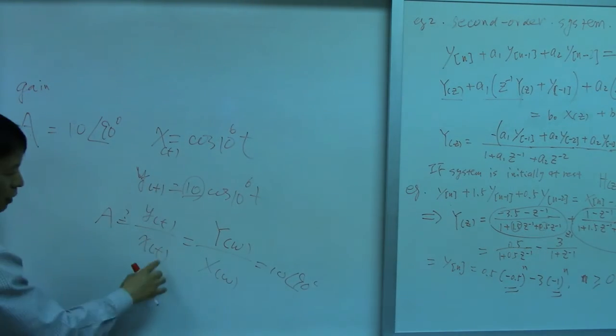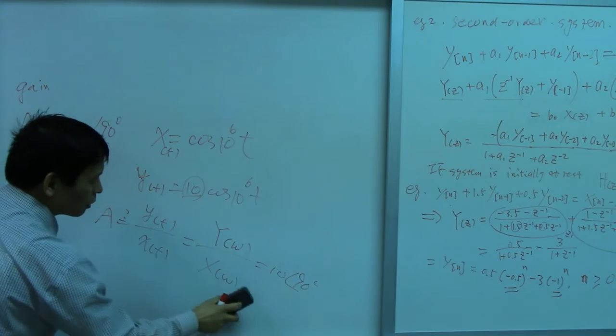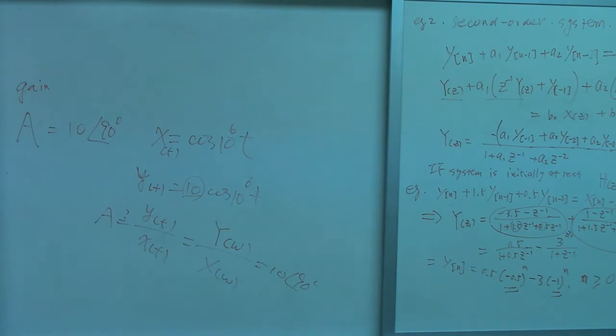Okay, this one is good. But this one here, if you want to ignore this, you need to reconsider this one. You cannot just multiply by 10. You need to consider this angle. This 90 degrees will change the cosine function into a sine function. So that's different, right? So anyway, transfer function is defined in the frequency domain.